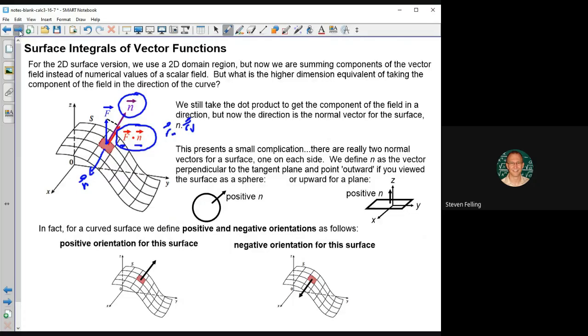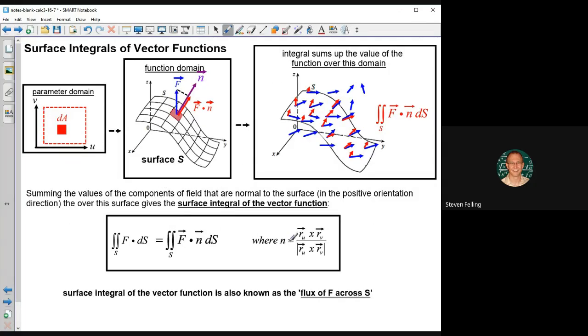Because I know that this normal vector is just r_u cross r_v. And to keep everything the same, because we're already accounting for the surface area in our little dS, we're going to normalize that vector. So the first thing we do is we calculate the r_u and r_v vectors. We take the cross product and normalize that to get the normalized tangent vector or normal vector to the surface.